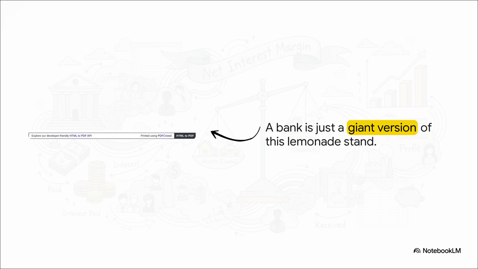They borrow money from depositors, so that's your friend lending you the 100, and they pay a cost for holding that money. Then they turn around and lend that money out to borrowers, which is you selling the lemonade, and they do it at a higher interest rate. The difference between what they earn from lending and what they pay for borrowing is exactly like that 15 rupees you kept. That spread is the core engine running their whole business model.